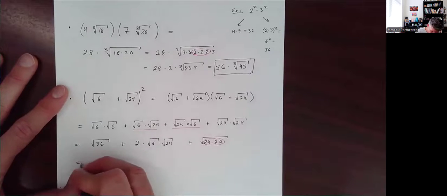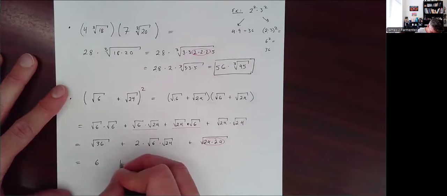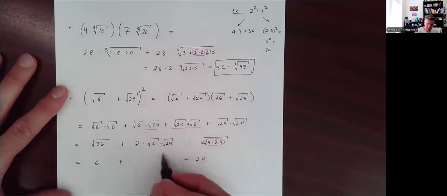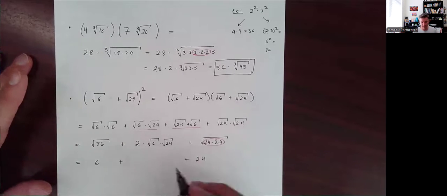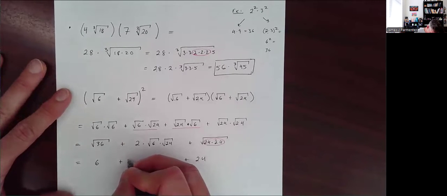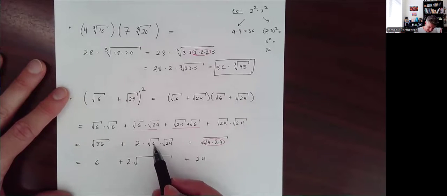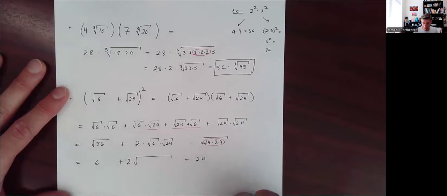So here's what we've got. We've got a 6 here. We're going to simplify this in a second. We've got a 24 here. Let's actually multiply this out, meaning we're going to simplify the square root. So we've got 2 times the square root of, as a reminder, the square root of 6 times the square root of 24 is the square root of 6 times 24.